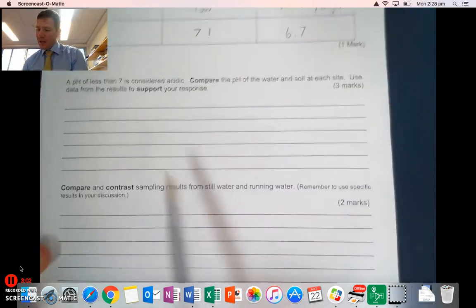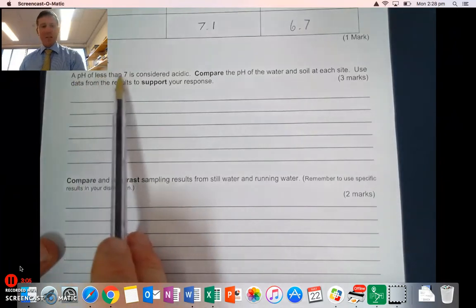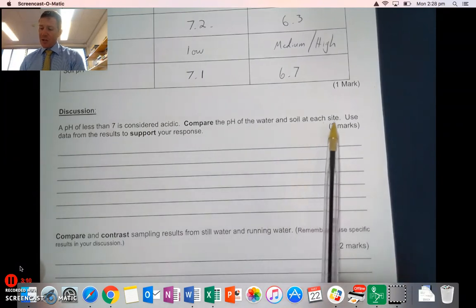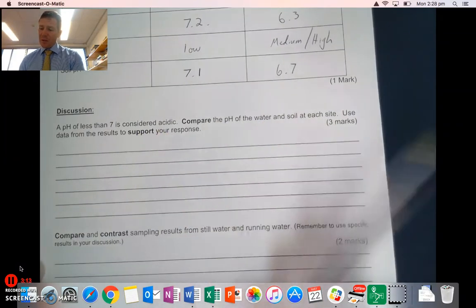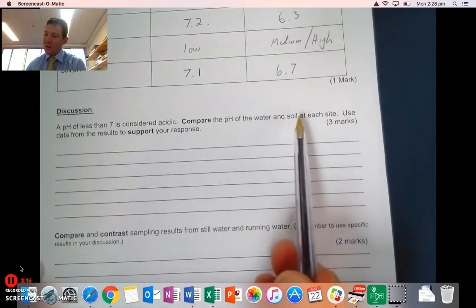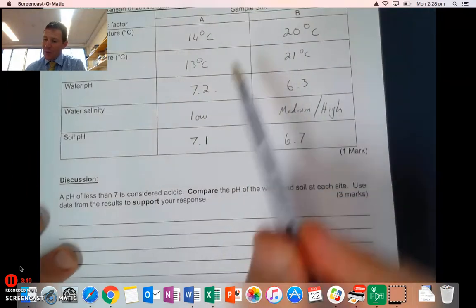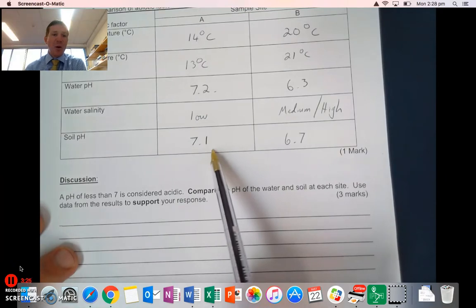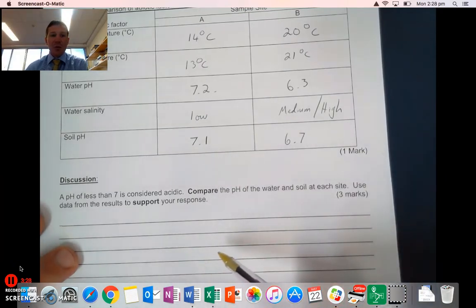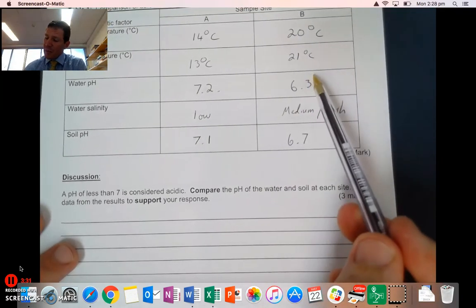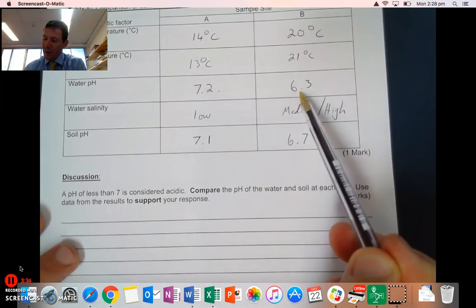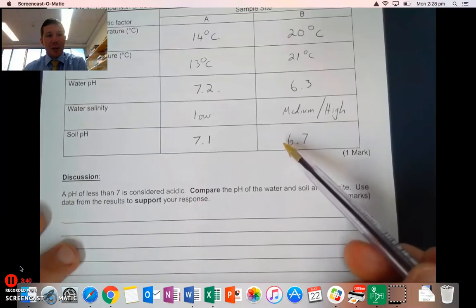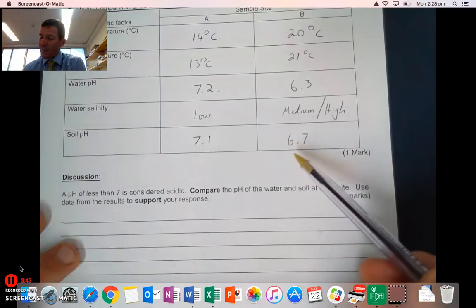So it says for pH, if a pH of less than 7 is considered acidic, compare the pH of the water and soil at each site. Use data from the results to support your answer. So compare the pH of the water and soil at each site. So we could say sample A has a water pH of 7.2 and a soil pH of 7.1. Both of these are quite close to neutral. By contrast, the pH of the water at site B was 6.3 and the pH of the soil was 6.7. These are considered acidic, which is different to site A.